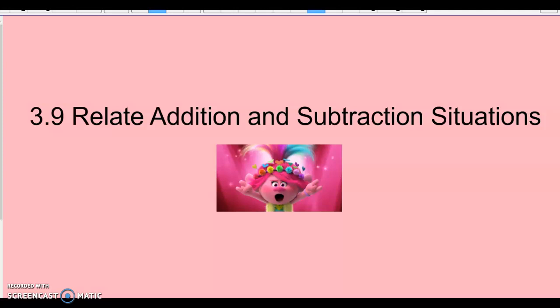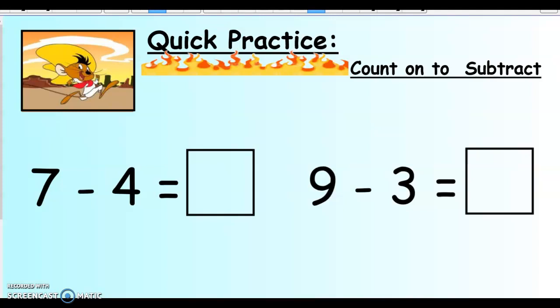Hello first graders, today we are doing lesson 3.9, which is relating addition and subtraction situations. First we're going to get started with a little bit of count-on practice. We're counting on to subtract, so remember that looks like starting at the partner and counting up to the total. So we start at 4 and we count up to 7. So grab the 4 in your hand, 4, 5, 6, 7, check your fingers, 3.